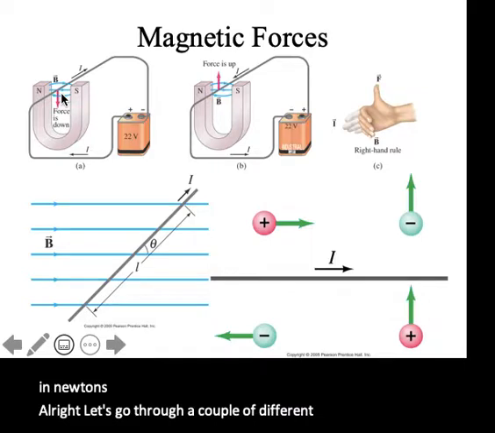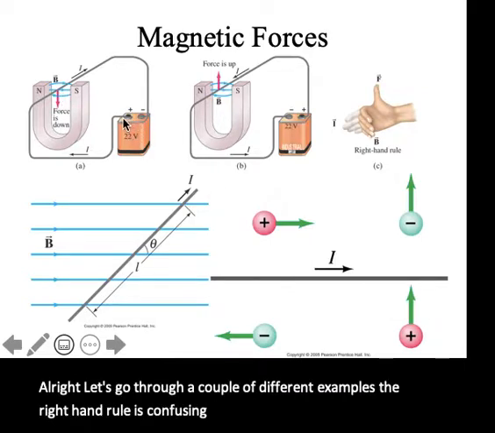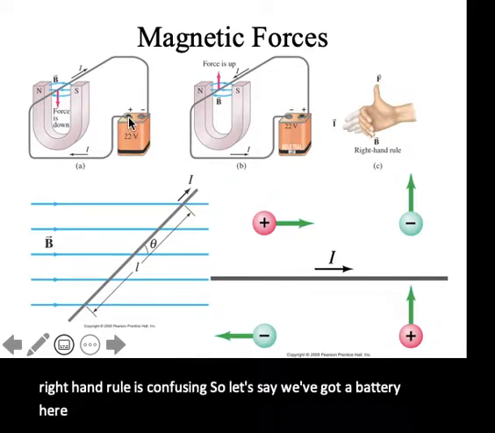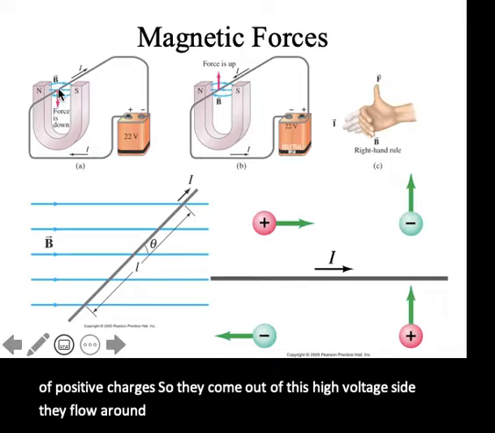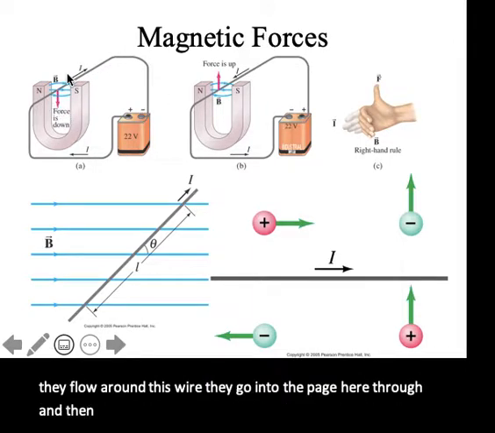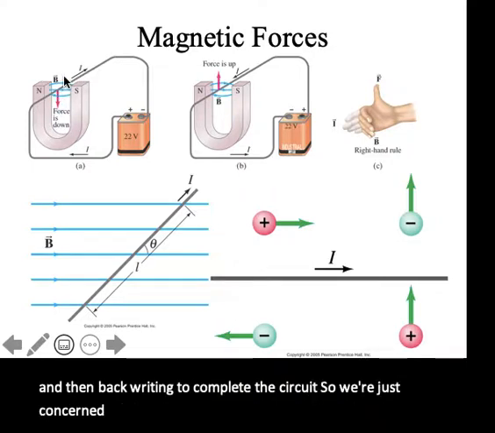The right-hand rule is confusing. So let's say we've got a battery here that is creating a current. Current is defined to be the flow of positive charges. So they come out of this high voltage side, they flow around this wire, they go into the page here, through and then back, right, to complete the circuit. So we're just concerned about the portion here that's in the magnetic field.